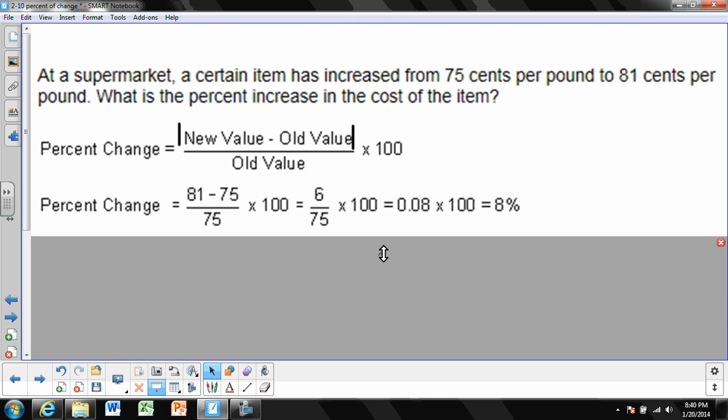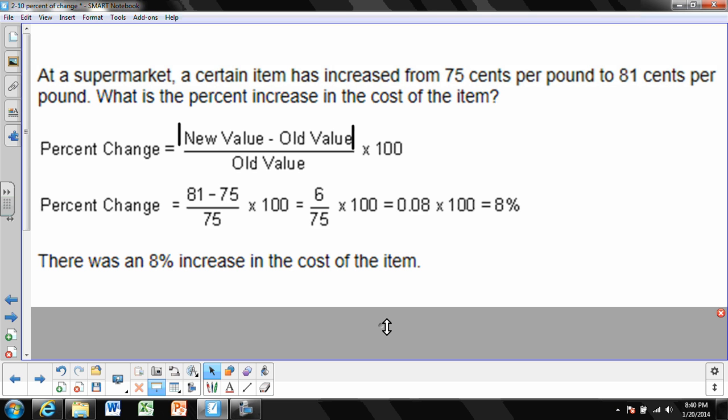Okay, we went to 81 cents from 75 cents, so we're going to subtract. Our original amount, or our old value, is 75 cents. And then we're going to multiply it by 100. So our percent of change is an 8% increase because the cost went up.